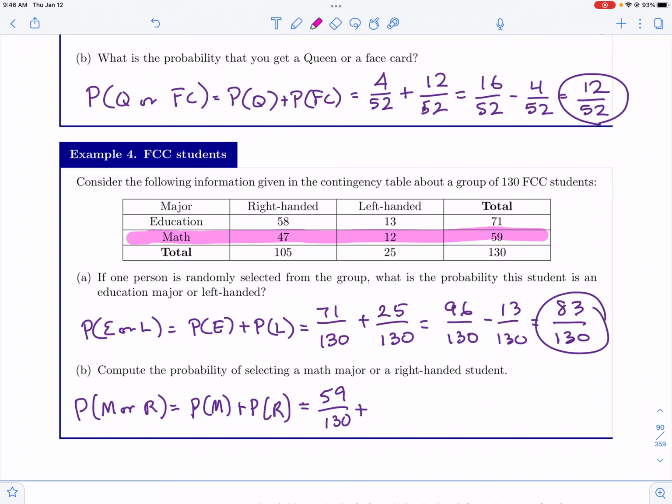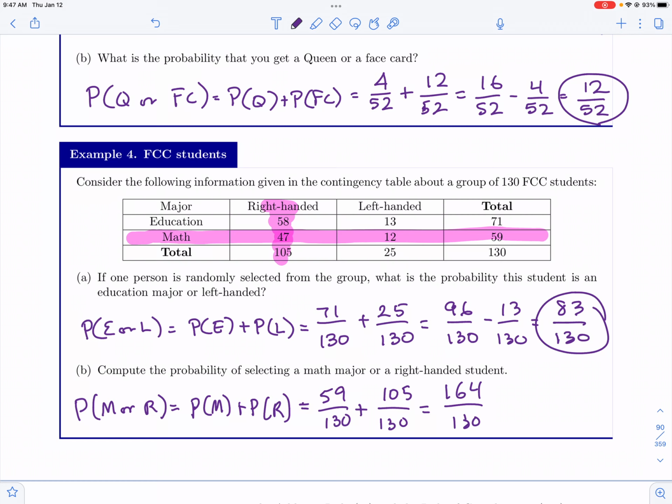And then our right-handed students are going to be these 47, or no, 105, sorry, I was looking at the middle. With this, if we add it up, we get 164 over 130. This is nice too, because remember, what's one of the big rules we have about probabilities? They always have to be less than 1. So the fact that our top number is bigger than our bottom number is telling us right away, whoa, something's wrong. There definitely has to be overlap here, because I can't have more on the top than I have on the bottom.